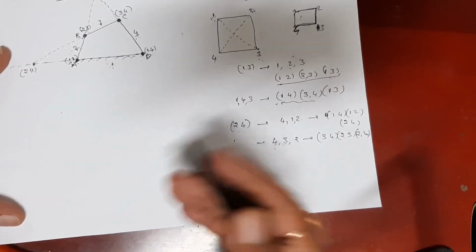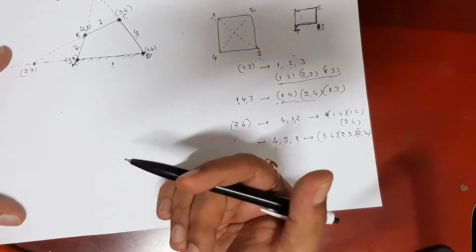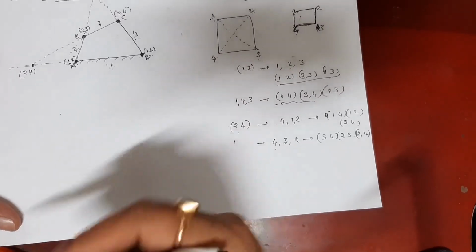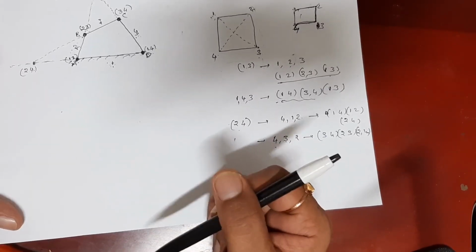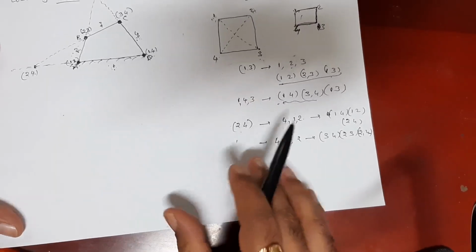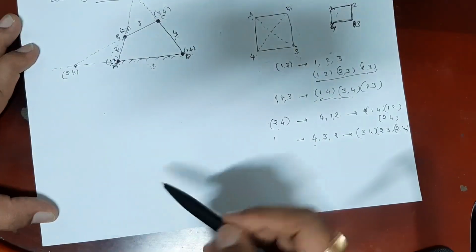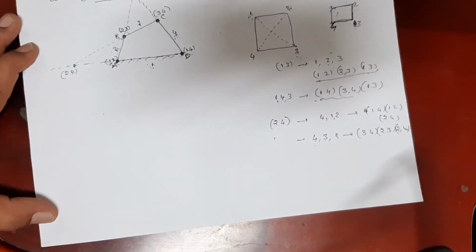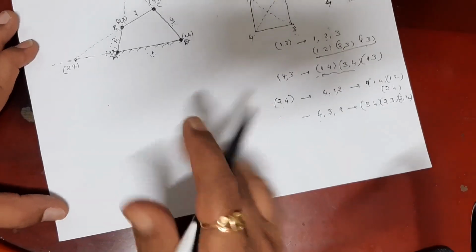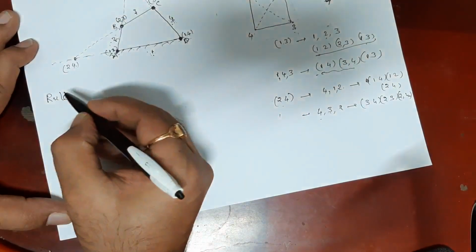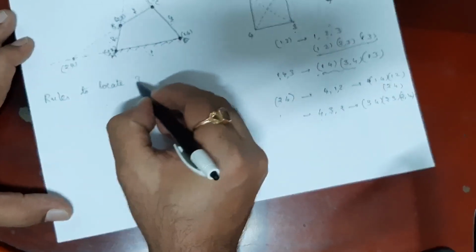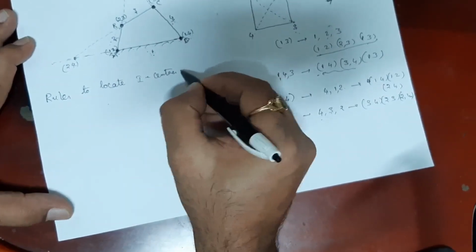If there are more links in the mechanism, we normally locate all the instantaneous centers. How we do the velocity analysis, we will discuss in the next class. Before going to the velocity analysis using these instantaneous centers, we have some rules to locate I centers by inspection. First, we will try to understand what the rules are.